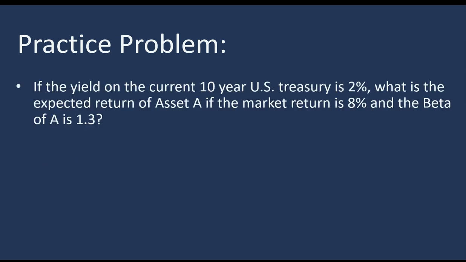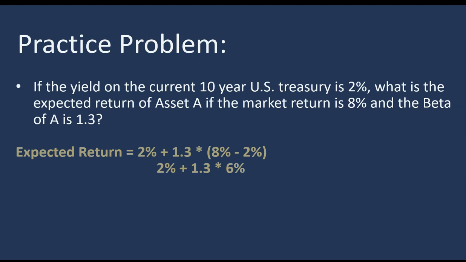So you may be given the market risk premium, or you may need to calculate it. Finally, for a practice problem: if the yield on the current 10-year Treasury is 2%, what is the expected return of asset A if the market return is 8% and the beta of A is 1.3? If you want to pause the video here and try to work it out yourself, feel free, and I'm going to put up the answers now. So for the expected return, we take the risk-free rate 2% plus beta 1.3 times, we need to calculate the market risk premium here, 8% minus 2%. Simplifying, 2% plus 1.3 times 6%, 2% plus 7.8% after the multiplication gives you the expected return of 9.8%.